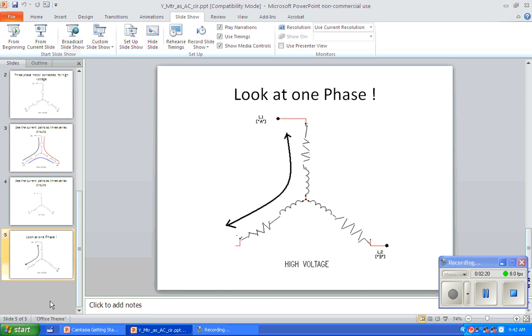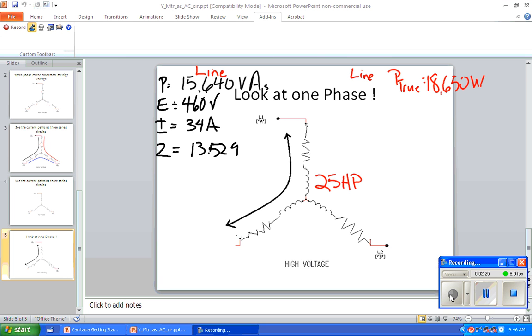And we're going to say that we have a few pieces of information. So we're going to plug in a few things that we know about this motor, but at the moment, we're looking at line totals. So we're looking at the fact that it's a 460-volt motor. It's operated at 34 amps, and that means that the total impedance is 13.529 ohms, and its total incoming power is 15,640 VAs. Now that gives us a triangle, doesn't it?